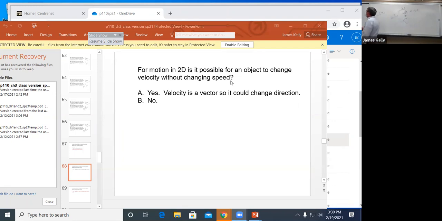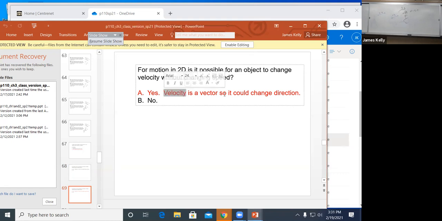Velocity is a vector, so it could change direction, or no, yes. In fact, I think I screwed this up. I put the answer on here. I colored it red. The problem was I had them all red, and then I switched them off. So it was supposed to just be yes or no. I forgot about that. But velocity is a vector, so it could change direction, right?